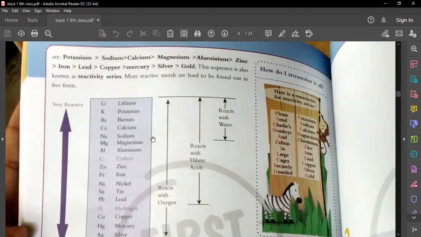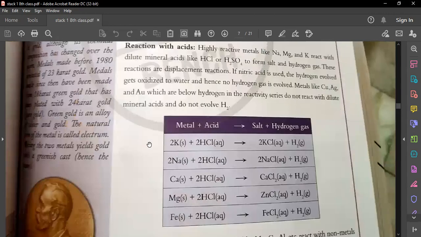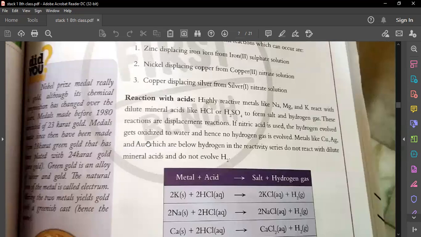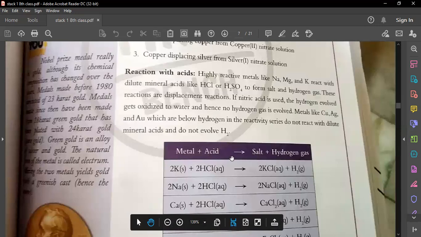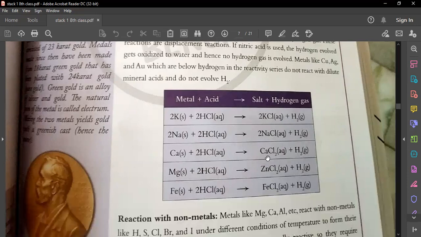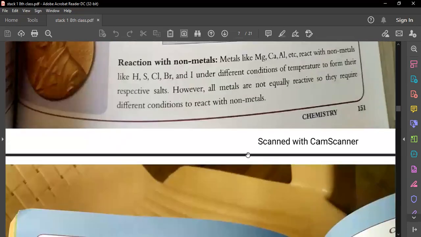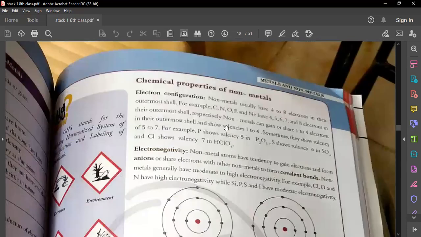Okay, sir. Displacement reaction finished, double displacement finished. Reaction of metals with acid finished. So whenever metals react with acids, what will you get? Salt plus hydrogen gas. Whenever an acid reacts with a metal, it will always produce salt plus hydrogen gas. Then reaction of metals and non-metals also finished. This comparison table finished. Then chemical properties of non-metals.